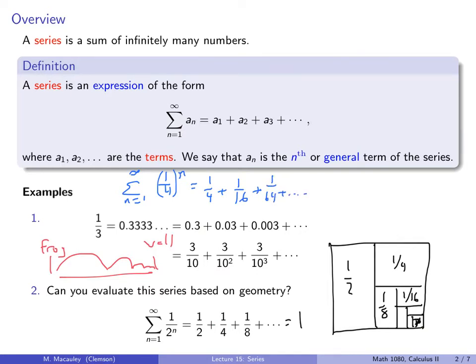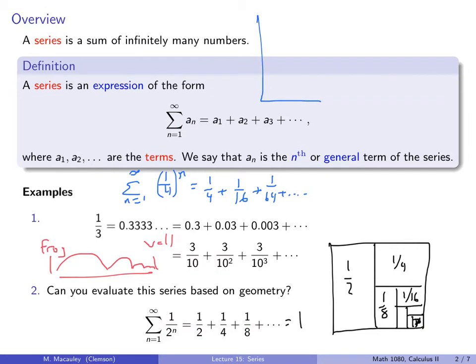So this is a geometric series. Series, as we'll see, like this, are called geometric series. And so I have a question for you. How do you evaluate this geometrically? That's not quite so obvious. So let me show you two ways to do this one.